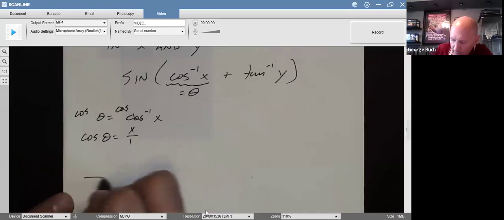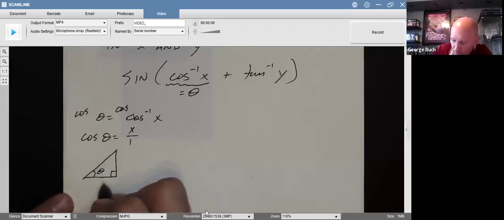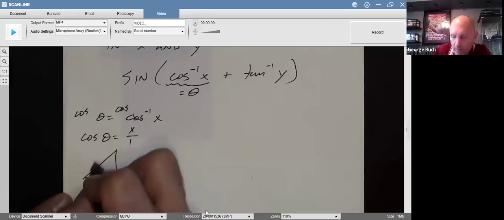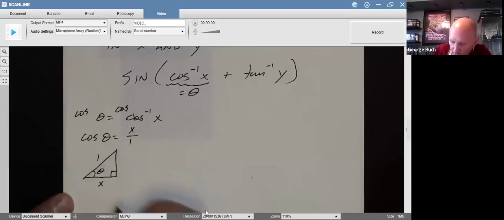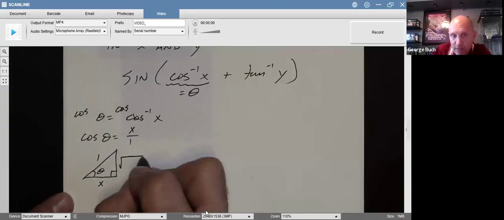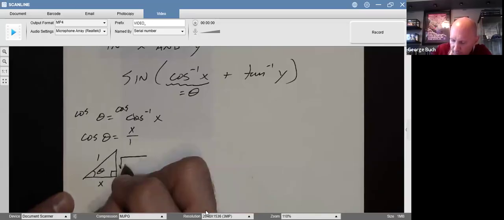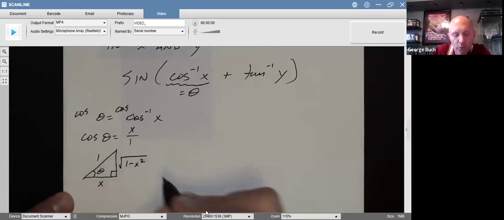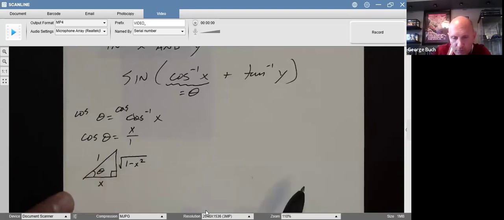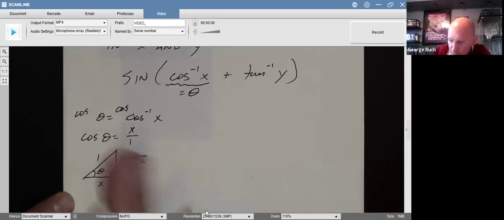And so I build a right triangle with my theta. And cosine is what? It's adjacent over hypotenuse. I'm not going to waste your time on the video here, but if you need to calculate it, fine. When I do Pythagorean theorem, this missing side is going to be square root of 1 minus x squared. Again, just do Pythagorean theorem. You should get that if you need practice. That's one, but I have this guy too.